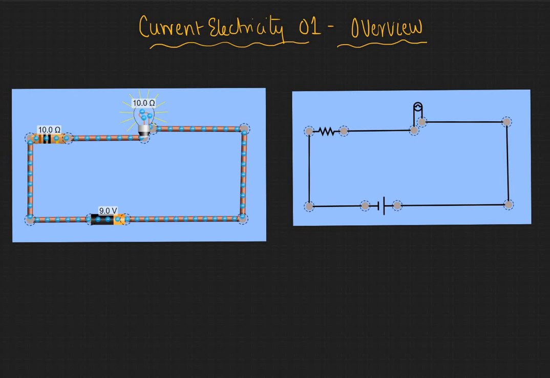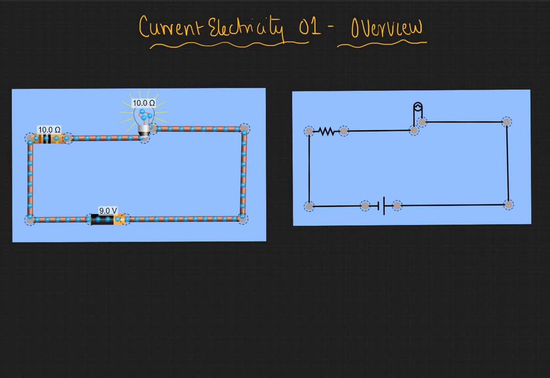In this video we intend to get an overview of current electricity. We may not get into too much detail and definition, but the idea is to get a feel and perception of what is happening behind each of the parts. So here is a circuit. You have a battery connected to a bulb and a resistor. Now let's look at each of these independently.